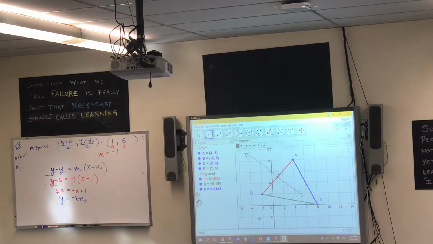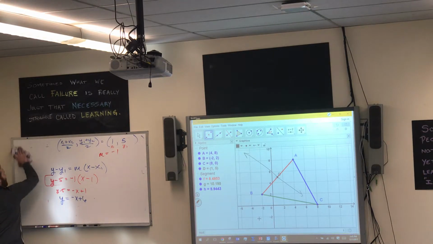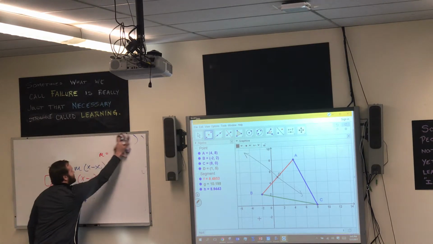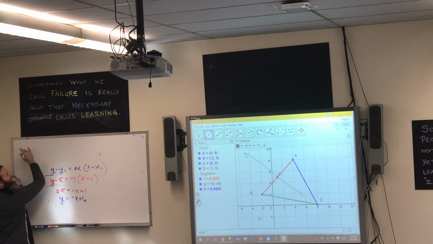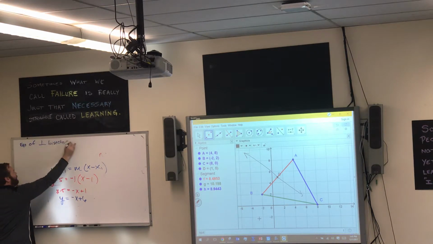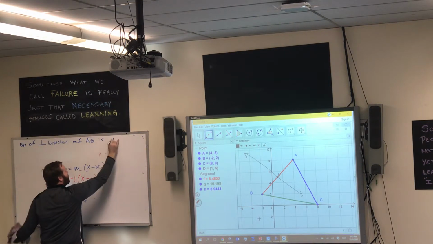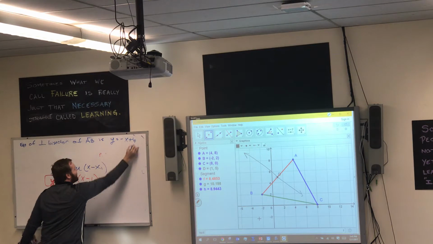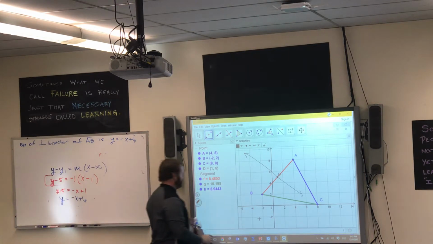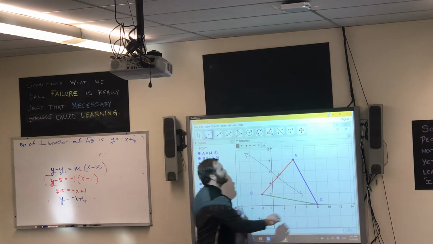So -x plus 6 should be the equation of that black line. Okay? Y equals negative x plus 6. Let me write this down so we're going to need it in a little bit. Equation of perpendicular bisector of AB is y equals negative x plus 6. Now what's nice is we should be able to kind of check that.